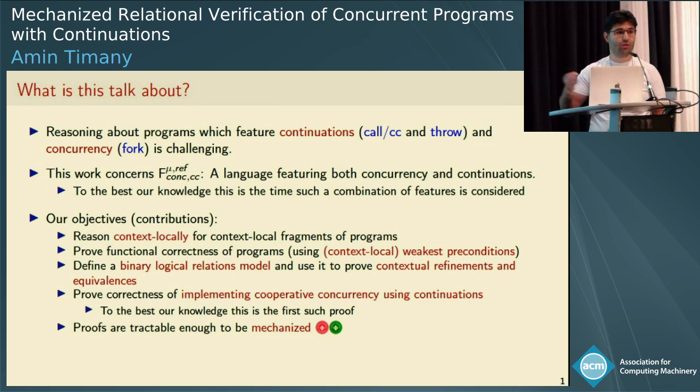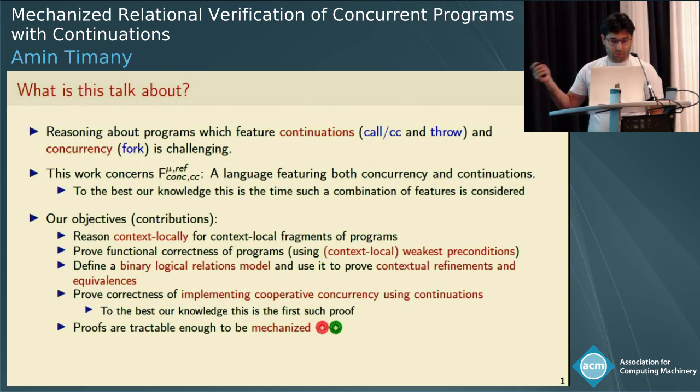So when you have continuations in your language and you want to prove something about your programs, you have to consider whole programs, right? Because the continuation, the rest of the program, can be captured, or something can happen to it in general. And you need to reason about whole programs. That's what we call non-context locality. We want to reason context-locally for the parts of the program that do not behave non-context-locally. Let's say it that way.